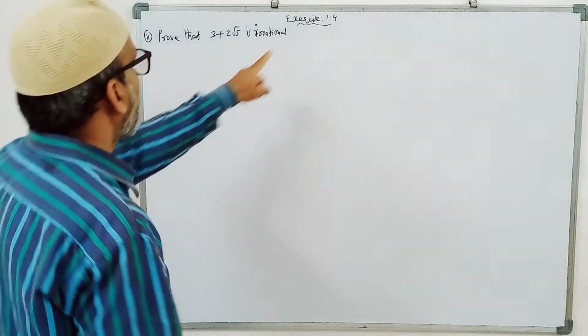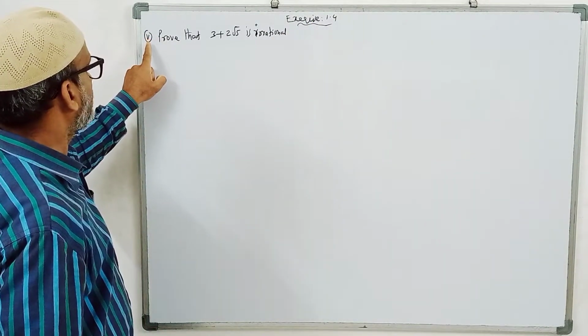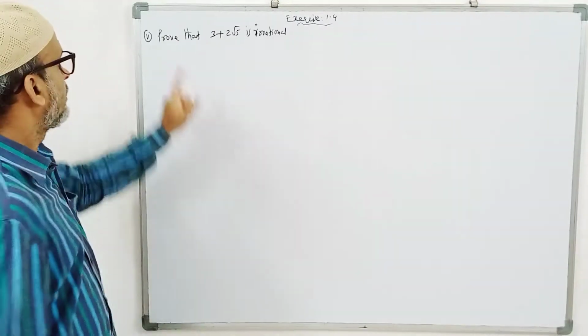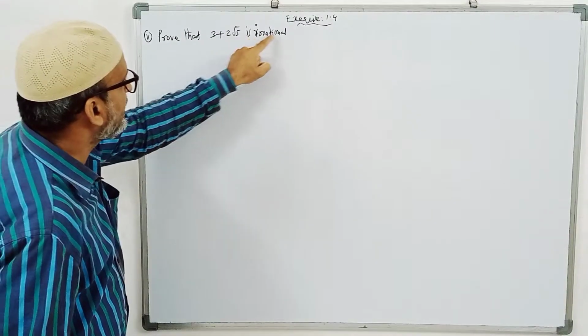Page number 1.4. First question. Only the first question is there, and in that there are bits. I am taking the fifth bit. The question is: prove that this is an irrational number.